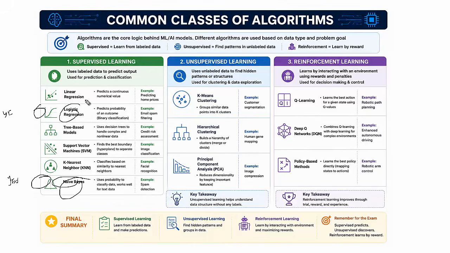So how to remember? If the question talks about a number, then the answer is linear regression. Probability and class, logistic. If we're talking about a set of questions and decisions, it is tree-based. If the question talks about a boundary, then SVM. If the question talks about nearest, then the answer is KNN. If the question talks about probability from evidence, then the answer is basically naive Bayes.